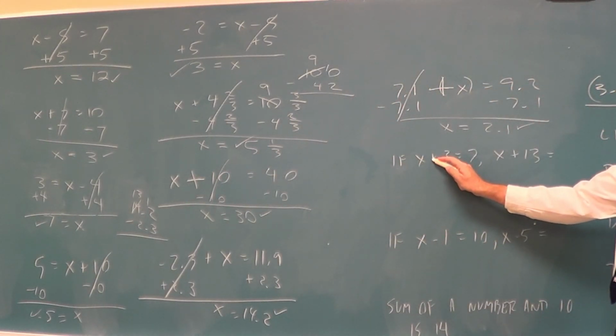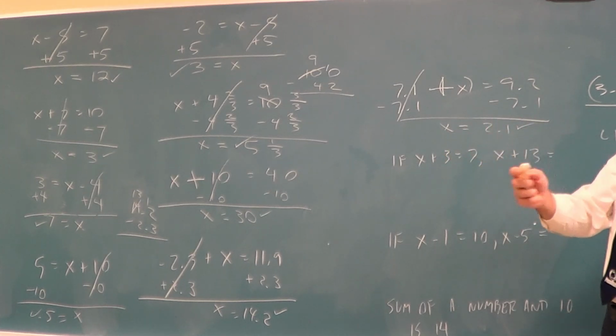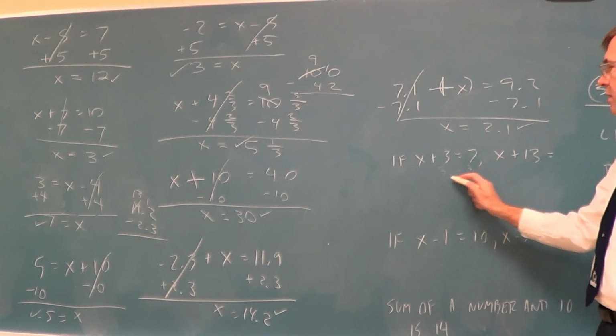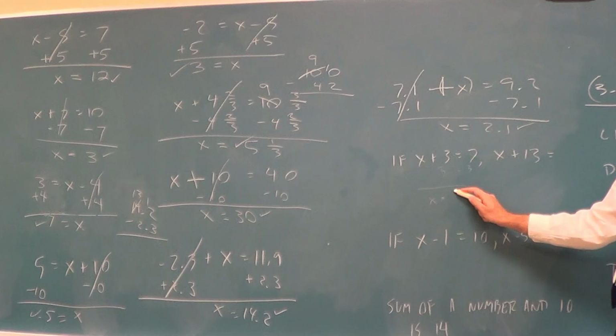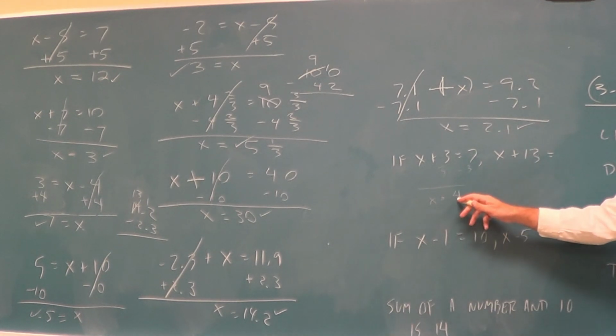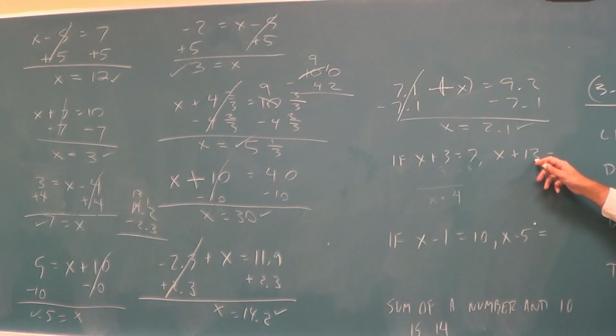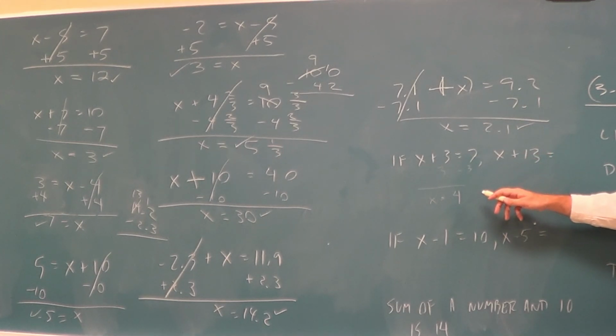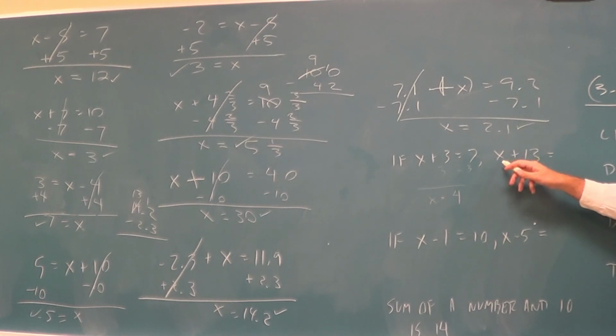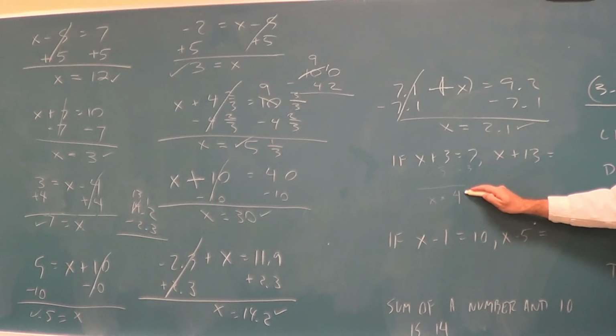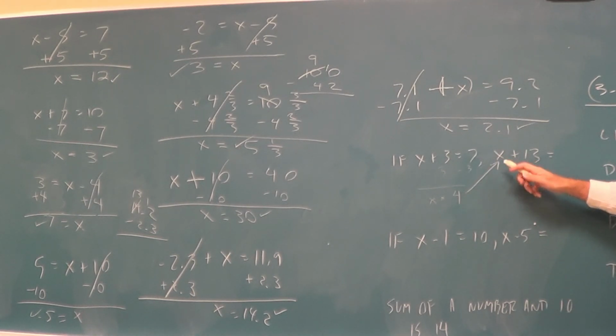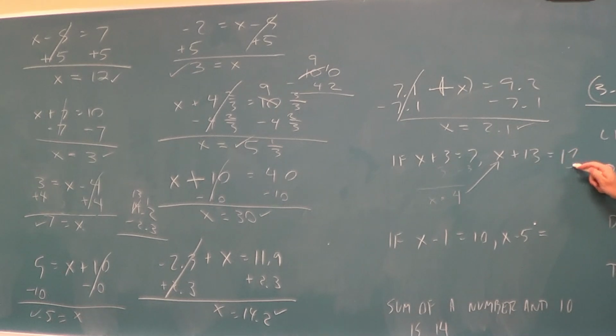If they're going to add 3, you can subtract 3. So if you subtract the 3's, you come out with x being 4. If x is 4, you could figure this out by taking the 4 and adding it to 13. Yeah, just stick it in. 4 plus 13 is 17.